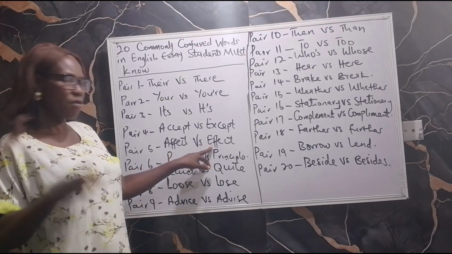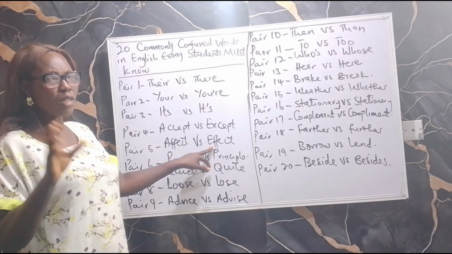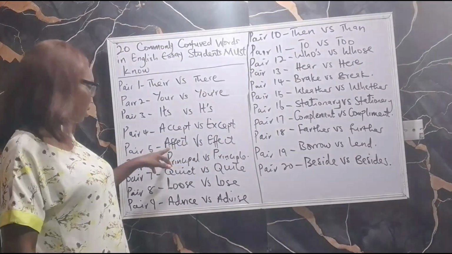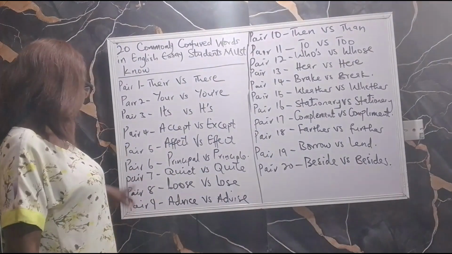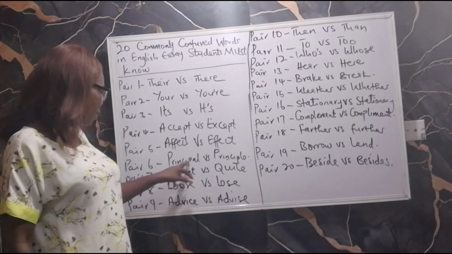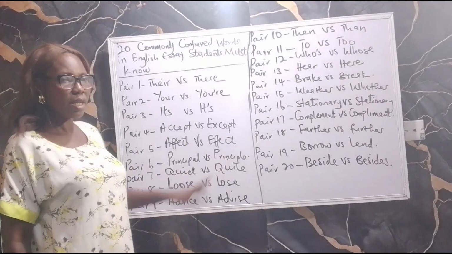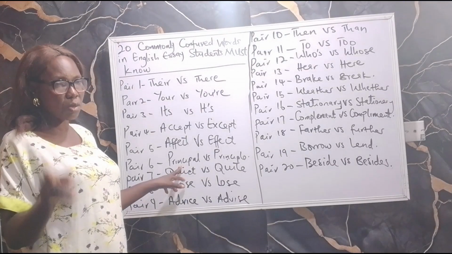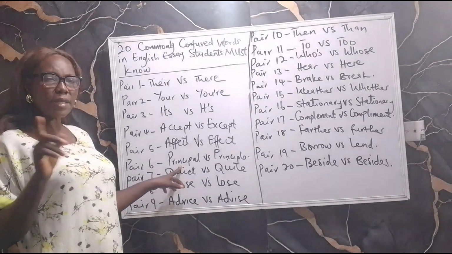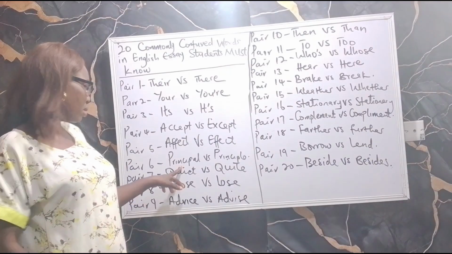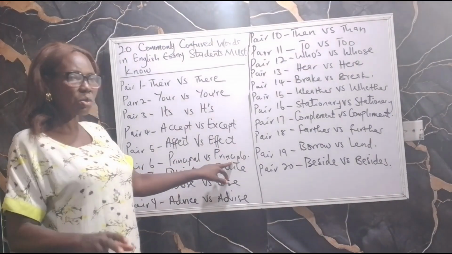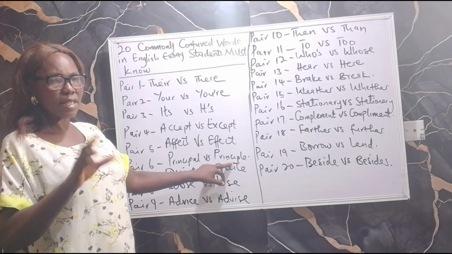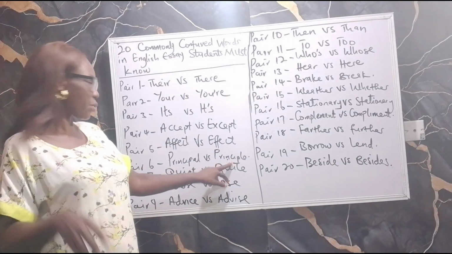But this one is effect. The effect of hard work is success. So effect is used as a noun, while affect is used as a verb. Then pair 6, we have principal versus principle. They are pronounced alike. Principal here is the head of school. For example, the principal addressed the students. Then principle has to do with rules. For example, honesty is an important principle.